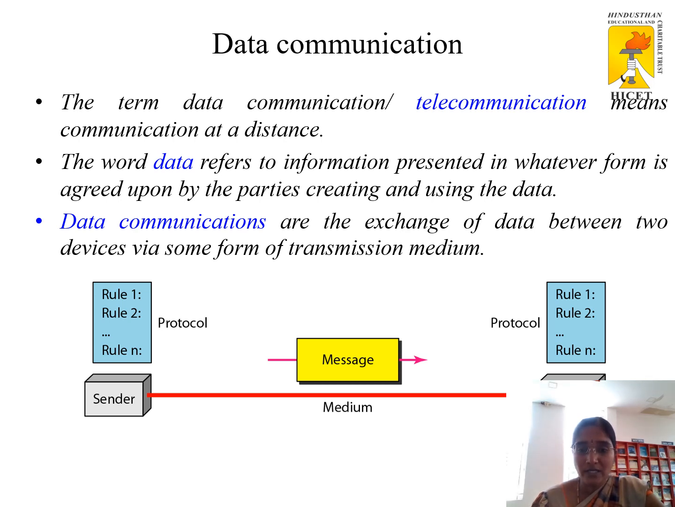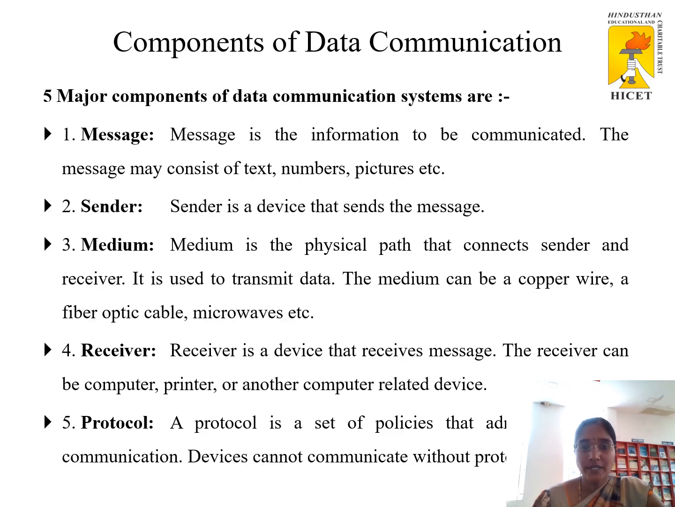I hope you can understand with the image given here: a sender and a receiver. A sender will have a set of protocols, and the message will be passed through a medium and received at the receiver's end with a set of protocols that is to be followed. The components of data communication are five major components. First is the message, the information that is to be communicated, and it may consist of text, numbers, pictures, etc. The sender is a device that sends the message. The medium is the physical path where the sender and the receiver get connected, acting as the transmission medium, and it can be of any form, wireless or wired. The receiver is the device that receives the messages the sender is sending, and it may also be an output device. The protocol is the set of policies that should be followed while communication is done between a sender and a receiver. These are the five major components needed for data communication in computer networks.